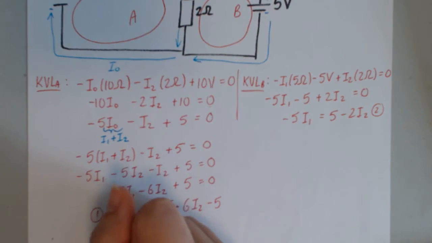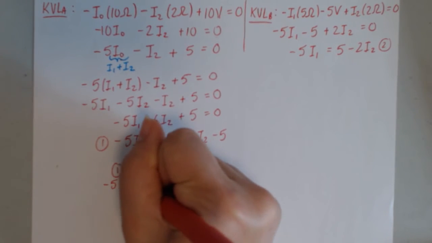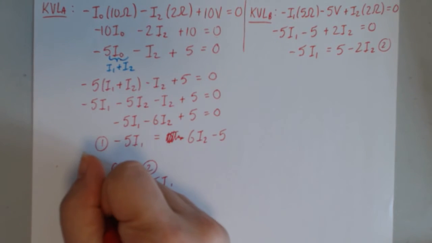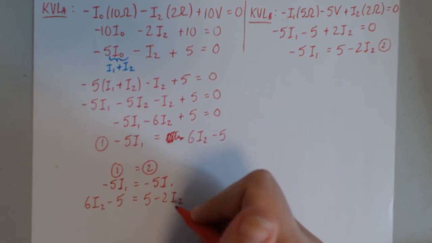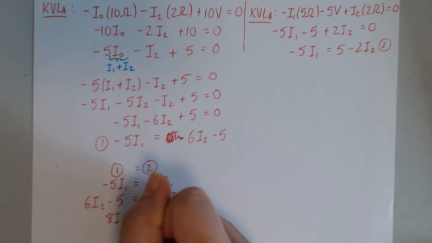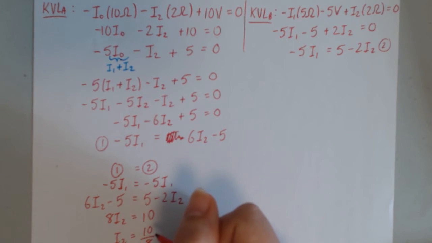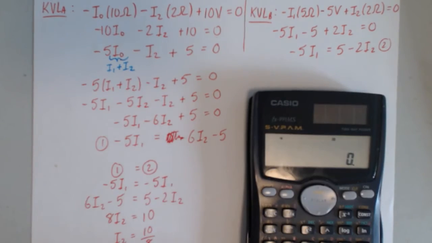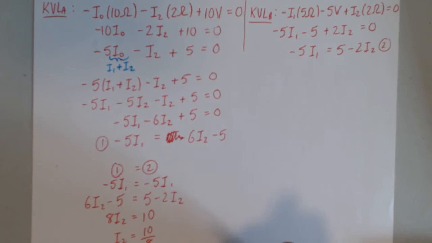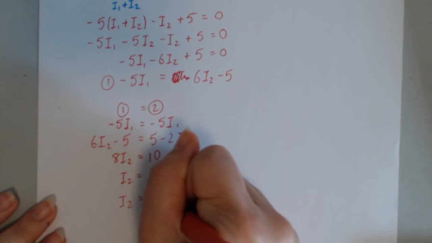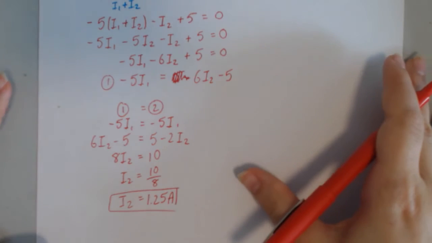So that'll be equation 2. Now we're going to set equation 1 equal to equation 2. All right, so negative 5 I1 equals negative 5 I1. So on the left I have 6 I2 minus 5, and on the right I have 5 minus 2 I2. And so collect your like terms. So I'm going to have 8 I2 on the left, and I'm going to have 10 on the right. So I2 is 10 over 8. So 10 divided by 8 is 1.25. So I2 is 1.25 amps. So there's part of it done. So that's the current through the 2 ohm resistor. That's how we'll have to express it in our final answer.